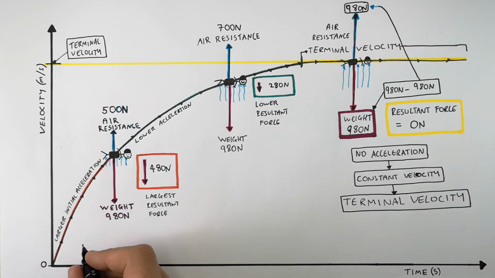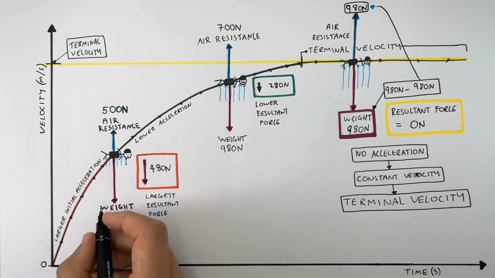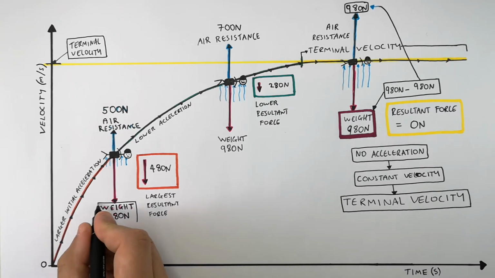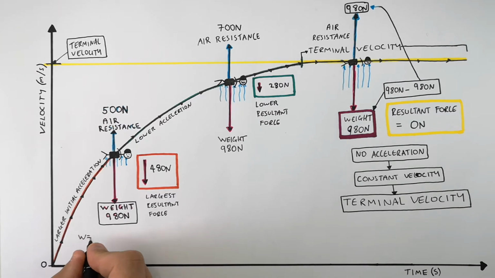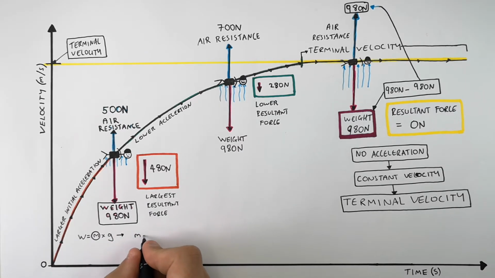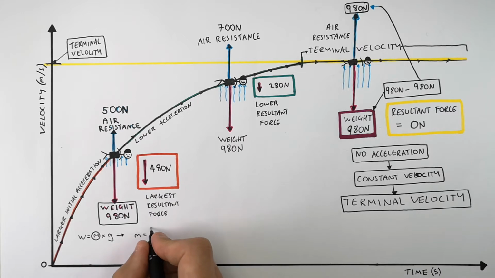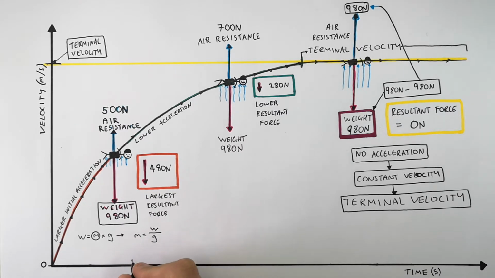Let's now work out the acceleration at each of these 3 points on the graph. So we know the weight of the skydiver, which is 980 newtons. Remember, weight equals mass times gravitational field strength, W equals m times g. We want to rearrange for m, mass. So m equals weight divided by gravitational field strength, m equals W divided by g.